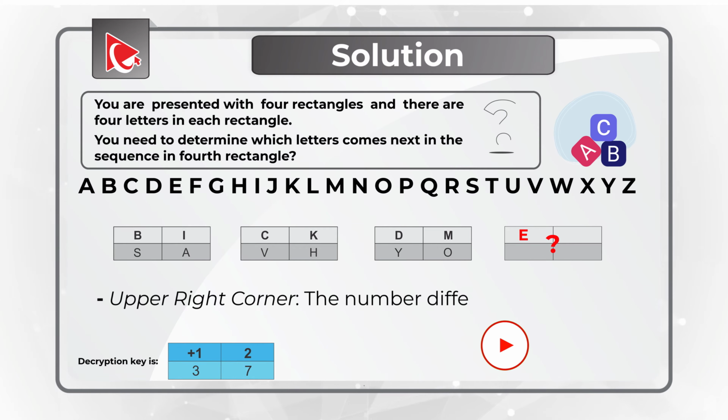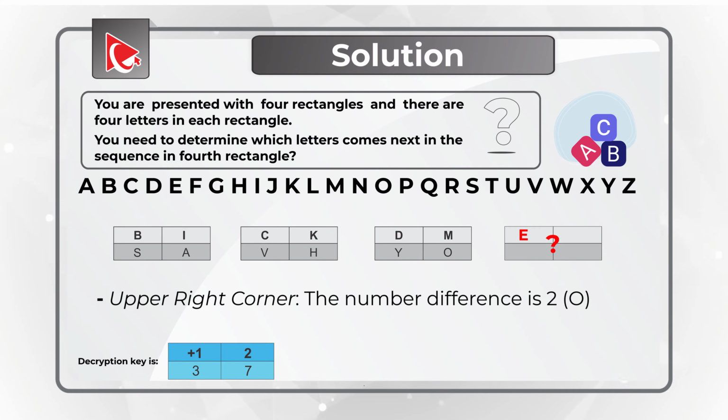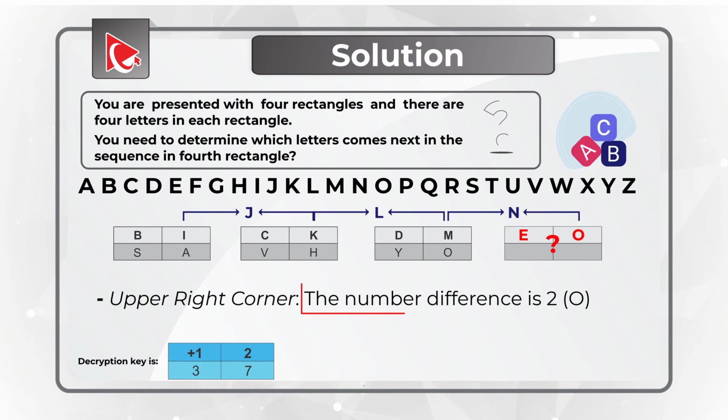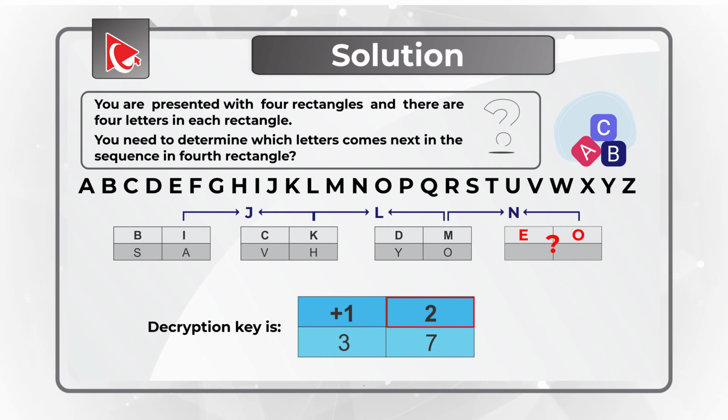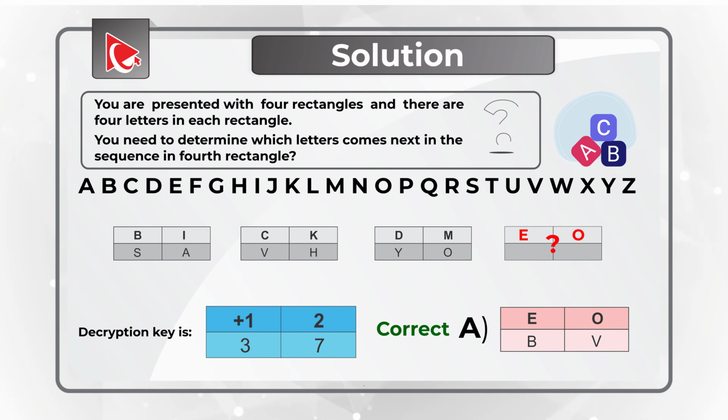And then you see that in the main sequence, the letters are I, K, and M. And if you know the English alphabet, H, I, J, which is missing K, L, next is M, and O, which means that the increment is 2, which matches the second number in our decryption key. If we look at the answer, we already know that the correct choice here is choice A, because the upper row letters are E and O only in this choice.